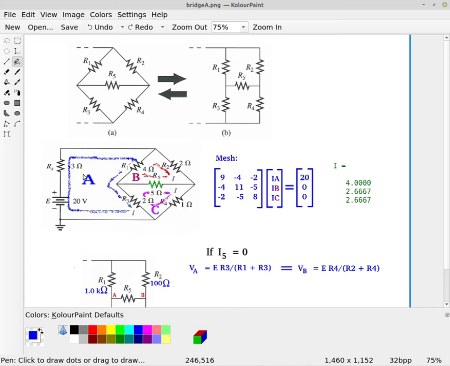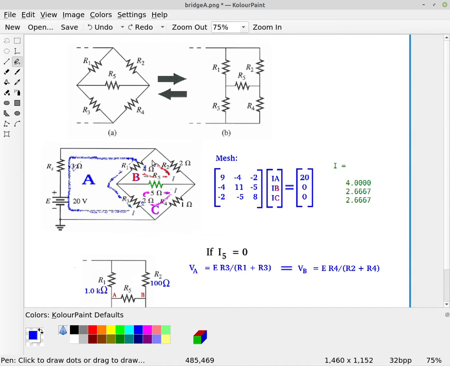So if we look at this circuit down here, we have a 3 ohm resistor, a 4 ohm resistor, and a 2 ohm resistor in loop A, so that gives us 9 ohms. Then A and B are sharing this 4 ohm resistance, so we subtract off the 4, and loop A and loop C are sharing this 2 ohm down here, R3, so we'll subtract that off.